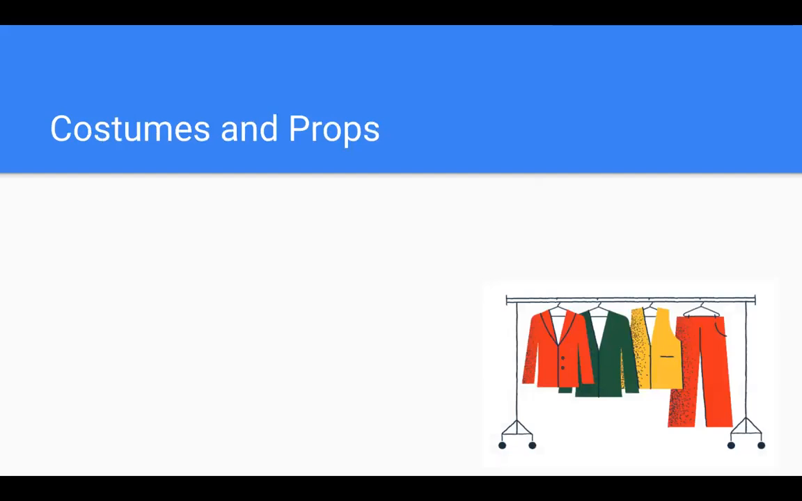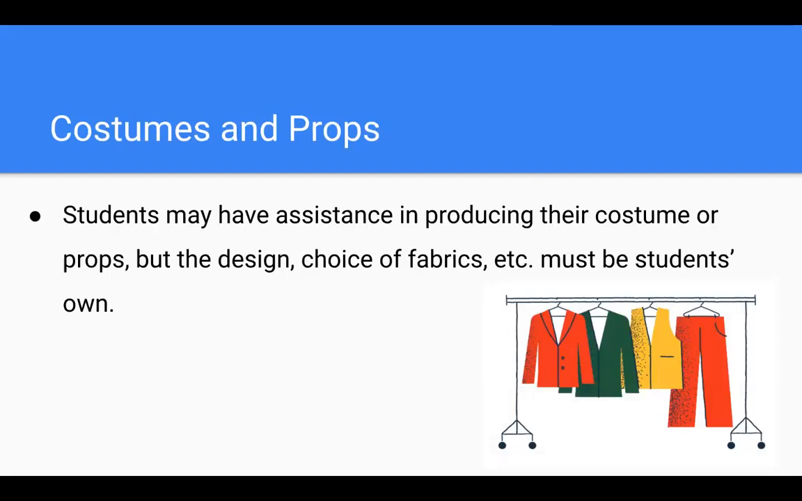Costumes and props. Students may have assistance in producing their costumes or props, but the design, choice of fabrics, etc., all must be the student's own. Students are permitted to buy or rent a costume for their performance.